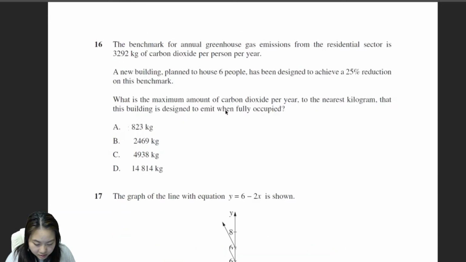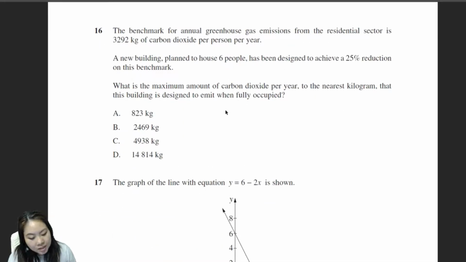Next question, 16. The benchmark for annual greenhouse gas emissions for the residential sector is 3,292 kilograms of carbon dioxide per person per year. A new building planned to house 6 people has been designed to achieve a 25% reduction of this benchmark. What is the maximum amount of CO2 per year to the nearest kilogram that this building is designed to emit when fully occupied?